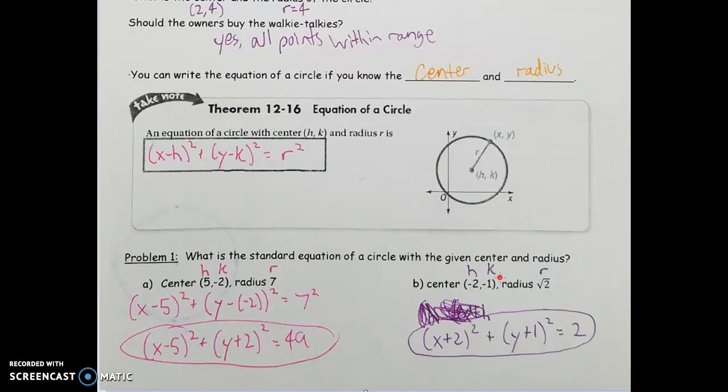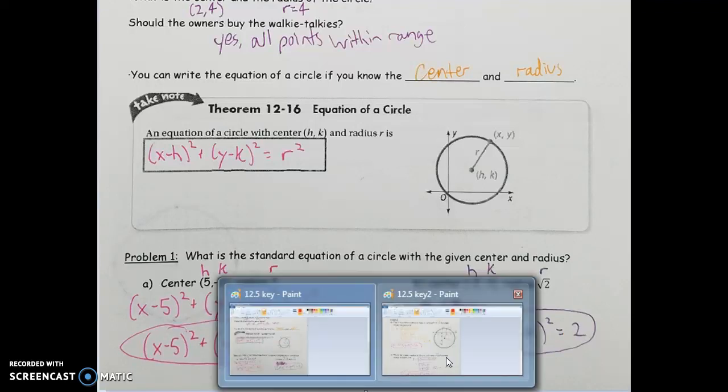Same thing with our next equation. If the center is given, if I plug that in, remember I'm just thinking opposite signs. x minus negative 2 is x plus 2, and y minus negative 1 is y plus 1. And we just got to make sure that if I'm taking square root of 2 and I square it, that's just going to cancel that square root sign. So I just end up with 2 for the right hand side of that equation. So again, x minus h squared plus y minus k squared equals the square of the radius.